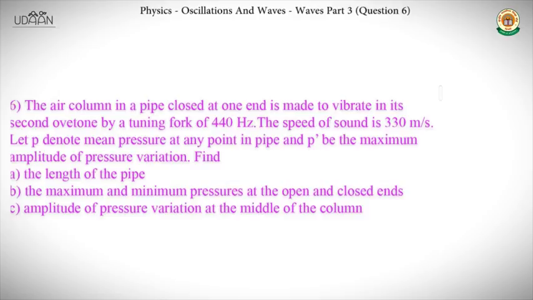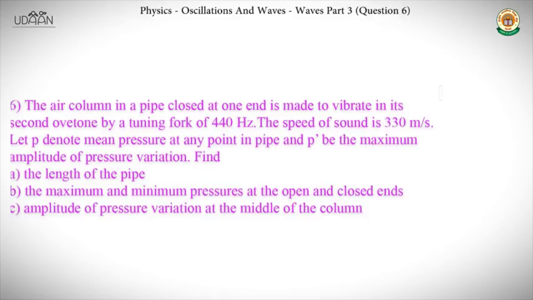So it clearly says that it's an air column in a pipe closed at one end. That is a keyword. Also, it's in its second overtone. That is again a key, and to give us the frequency, they've given a tuning fork, which is nothing but just a way of conveying frequency. Also, the speed of sound is given, so we need to find the maximum and the minimum pressures at the open and closed ends. Obviously, this will not involve a huge expression. We'll just be using conditions which we know of. And in part C, we'll probably have to work with an expression because it asks for amplitude of pressure variation, in fact. Okay, so let's start.